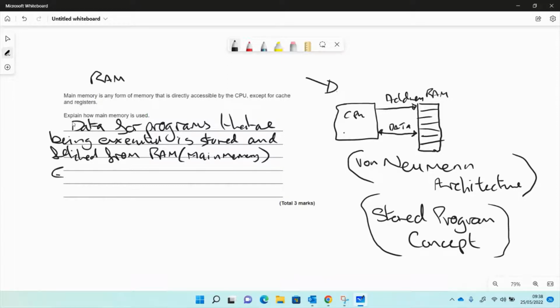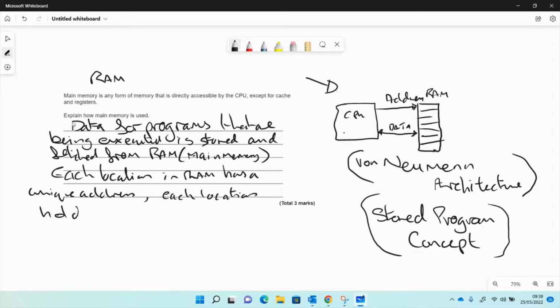So we could say each location in RAM has a unique address. And each location holds one instruction or data item.